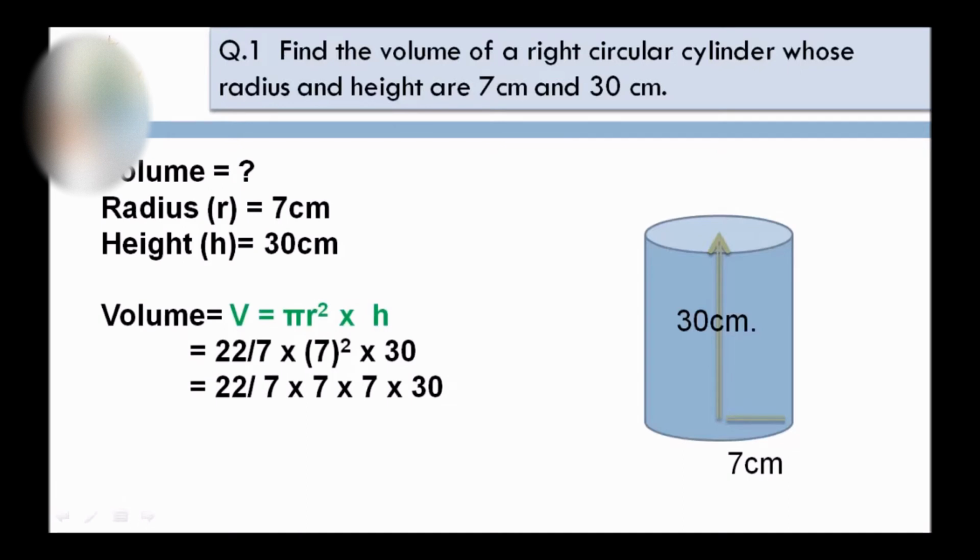Now we know that 7 square is equal to 7 multiplied by 7. Then this 7 will cancel this 7. And by solving, we get 4620. And it is volume of cylinder.